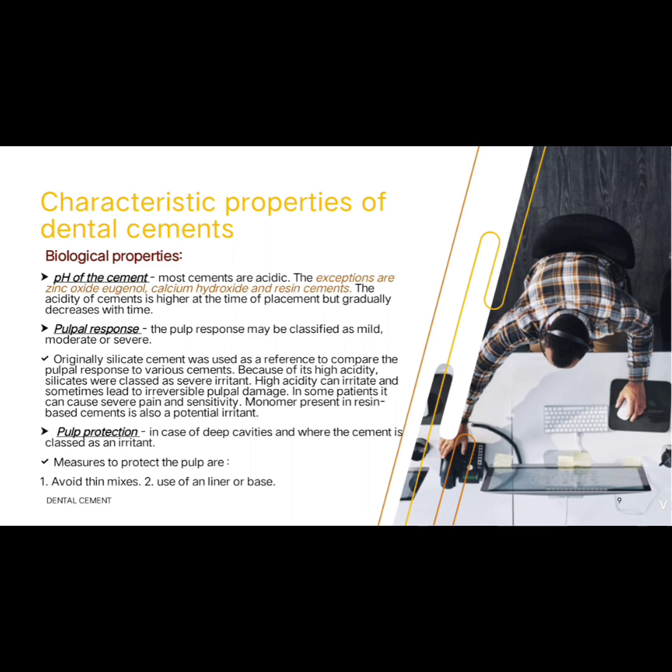Okay, now pulpal response may be classified as mild, moderate, or severe. Originally, silicate cement was used as a restorative material. Because of its high acidity, silicates were classed as severely irritant cement. High acidity can irritate and sometimes lead to irreversible pulpal damage. Before, they used to use silicate cement, but later they realized that it was very highly acidic and it can cause irritation to the pulpal region, leading to irreversible pulpal damage. In some patients, it can cause severe pain and sensitivity as well.